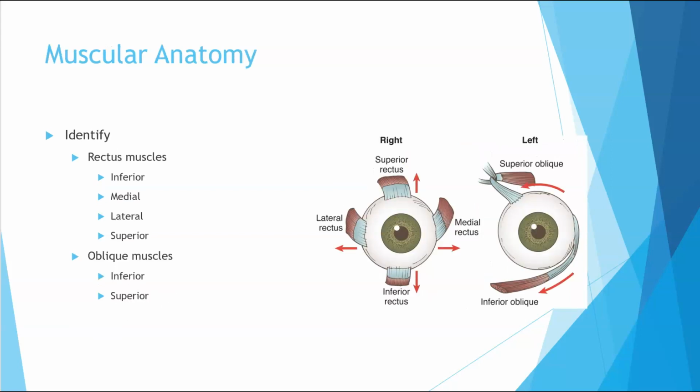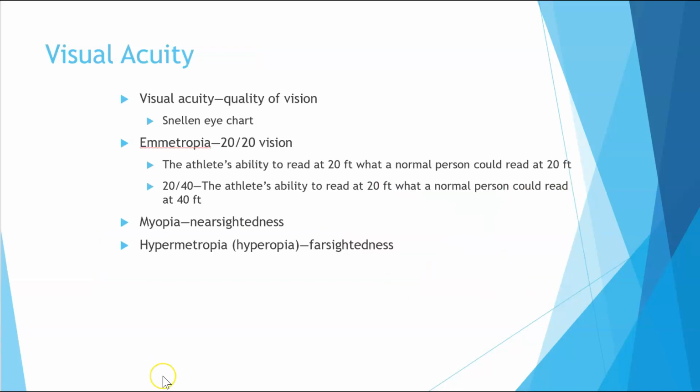And then with the muscular anatomy, there are oblique muscles that are responsible for rotating the eye inferiorly and superiorly. And then there are rectus muscles: inferior, superior, medial, and lateral. So a lot of times when I'm having people follow my finger with their eyes, and I have them go up, down, right, left, that's actually assessing cranial nerves 3, 4, and 6. So that's important to note. Visual acuity. Okay.